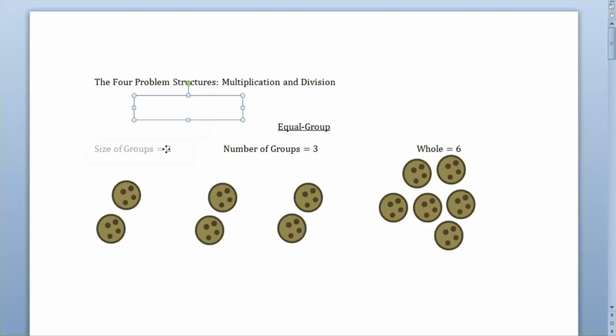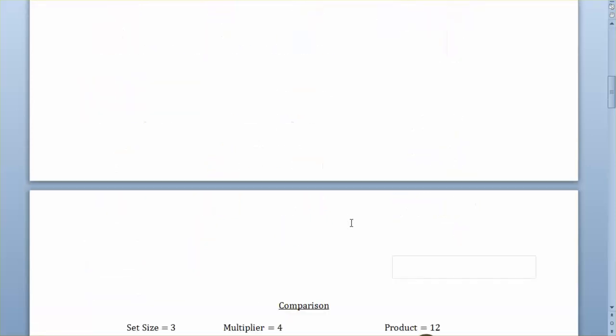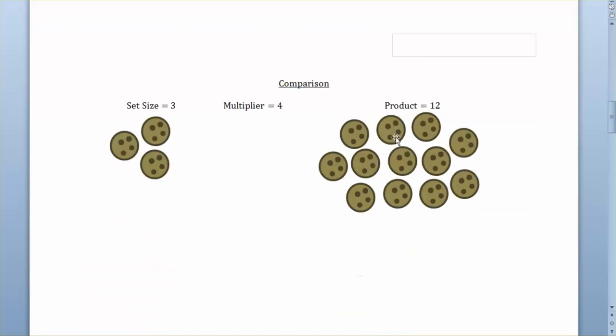Or we could also have the size of groups unknown. 3 people have the same number of cookies each. If there are 6 cookies altogether, how many cookies do they each have? And you'll notice that the first one is a multiplication problem. The other two we use division to answer those problems. So whenever we have a number of groups where each group has an equal number, we're talking about the equal group structure.